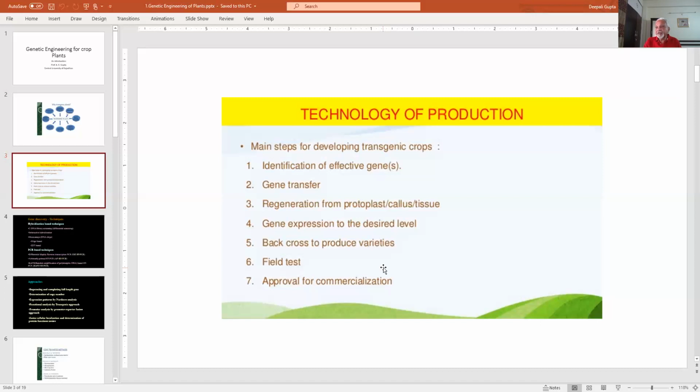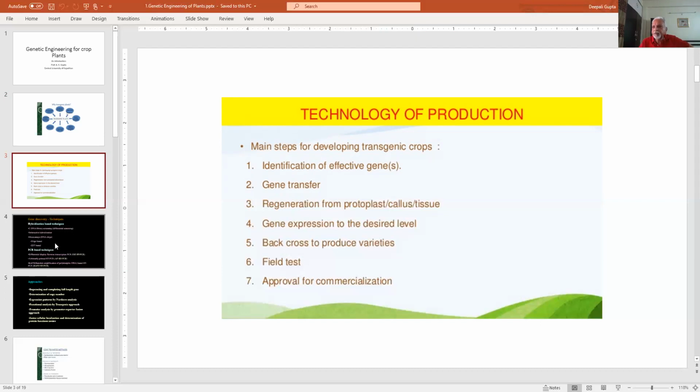Each country has its own set of rules before this genetically modified organism or variety is released for commercial use. So, to conclude, what I'm trying to discuss here is that there are a set of steps which are needed to be followed before a technology comes to use. Okay. Now we'll go one by one, actually.